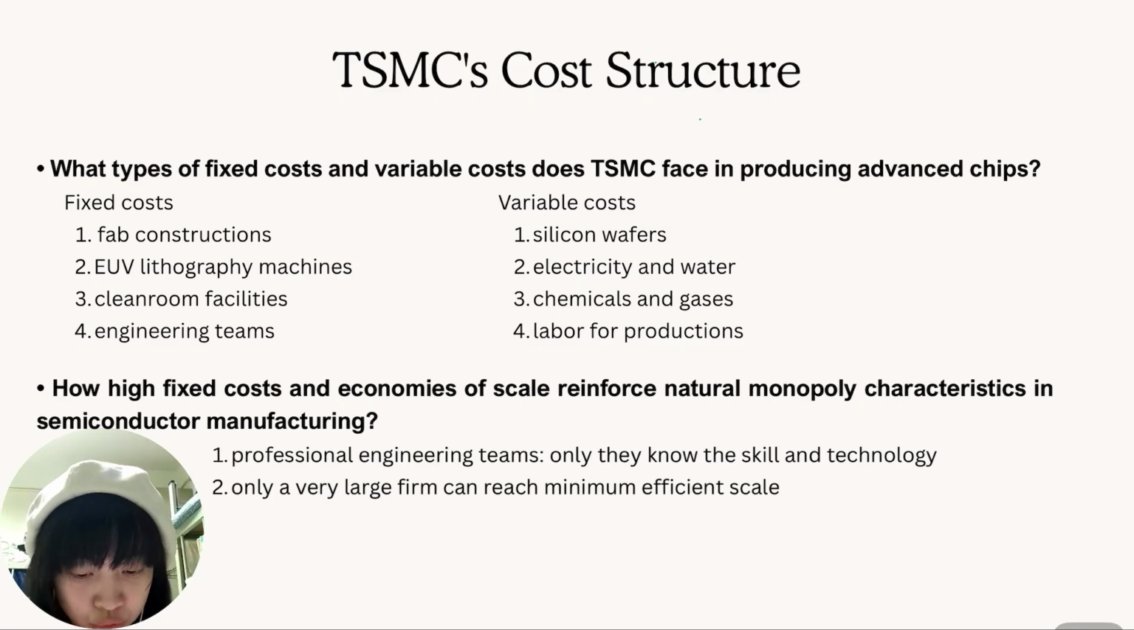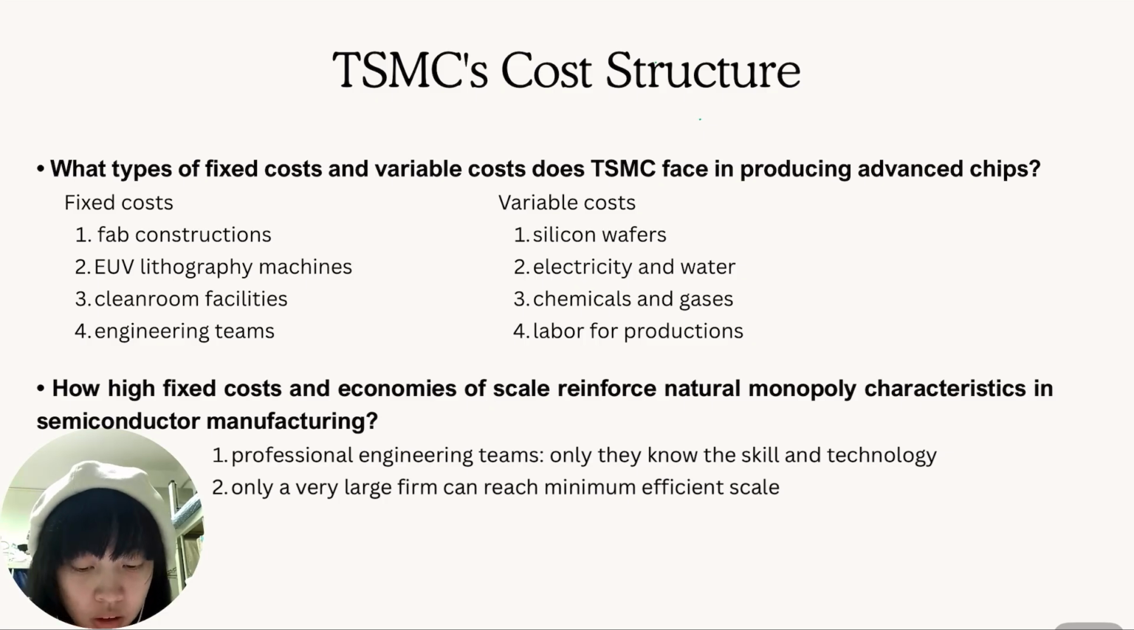TSMC has extremely high fixed costs. These include building advanced semiconductor fabs, purchasing UV machines, maintaining clean room facilities, and a group of high-skilled engineering teams. These costs do not change with the level of output. As for the variable costs, such as silicon wafers, electricity and water, chemicals and gases, and a great amount of labor for production, these increase as production increases.